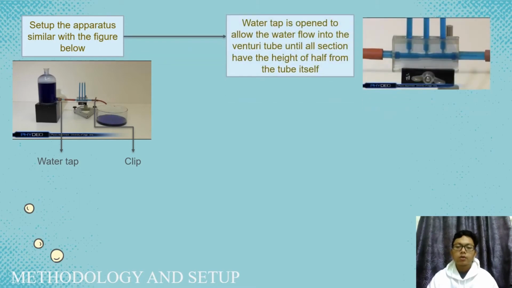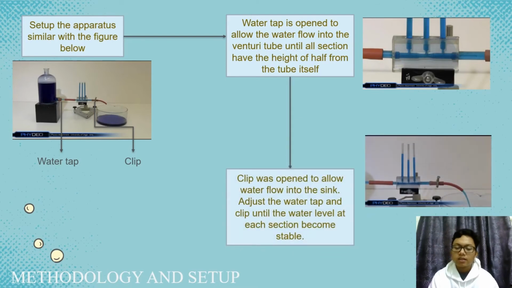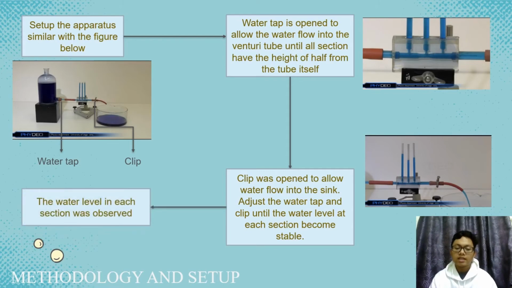The water tap is opened to allow the water to flow into the venturi tube until all sections have a height of half of the tube itself. Then the clip is opened to allow water to flow into the sink. Adjust the water tap and clip until the water level in each tube becomes stable, and the water level in each section tube will be observed.